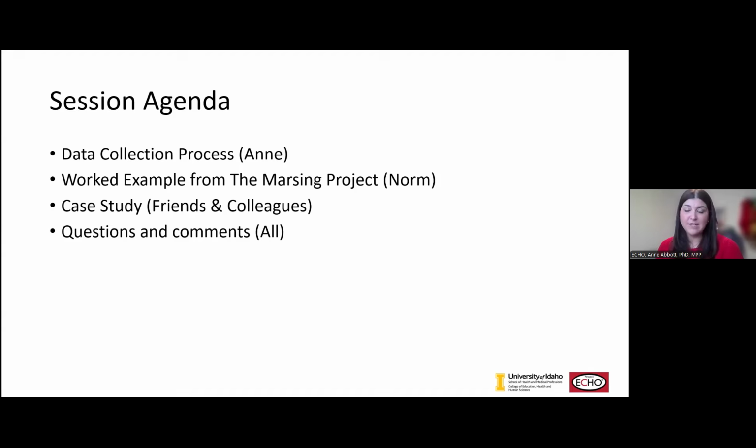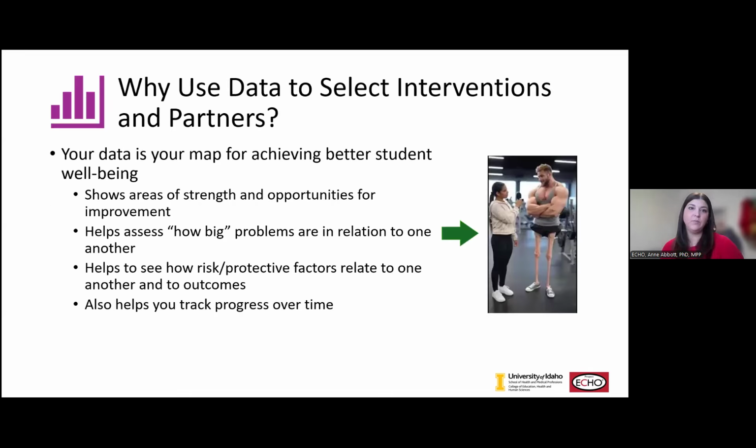And then the second half of today's presentation, our good friend Norm Stewart is going to be doing a worked example from the Marsing Project and his work with Communities for Youth and so many other partners. And then we're going to be doing a case study and then questions and comments for all at the end. Next slide, please.